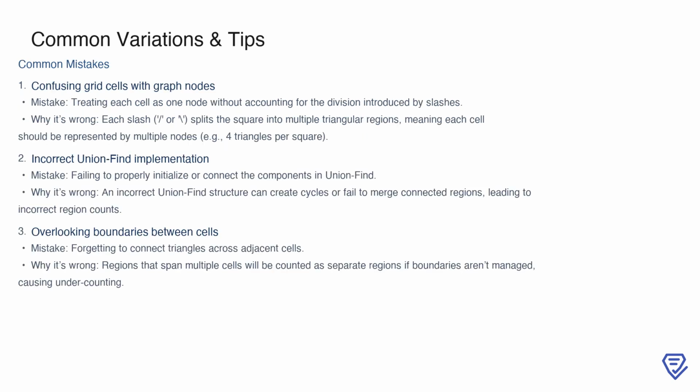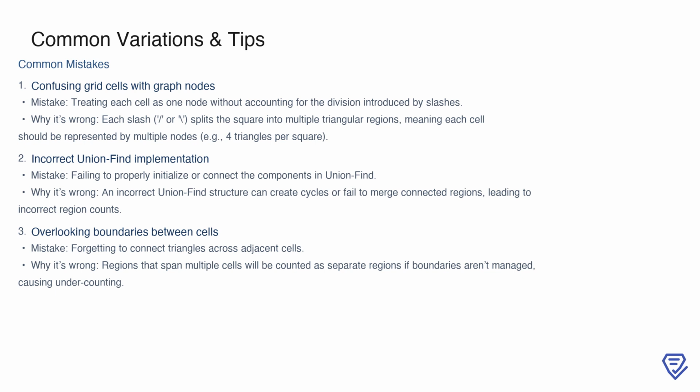One common mistake is confusing grid cells with graph nodes. When a slash, whether / or \, is present in a grid cell, it splits the square into multiple triangular regions. If we treat the entire cell as a single node without considering this division, we fail to capture the finer structure of the problem. Each square should actually be represented by 4 smaller triangles, making this distinction critical.